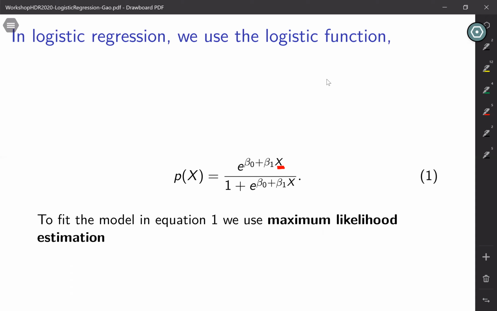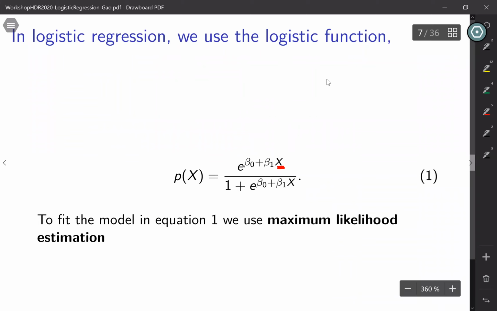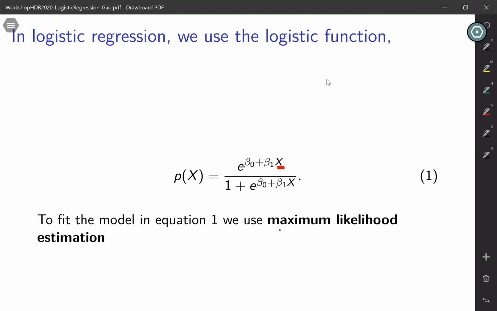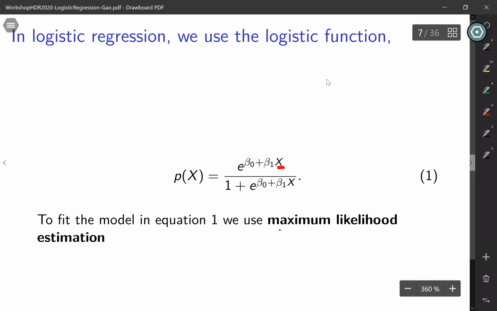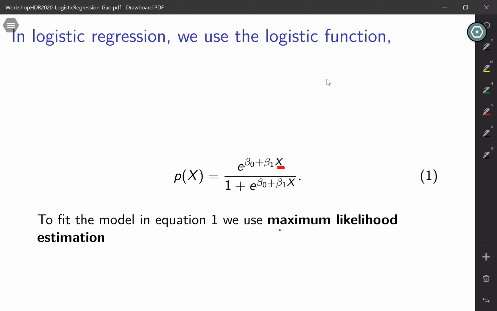We want to fit this equation using maximum likelihood estimation. Recall that when we do the ordinary regression model, we use the least squares method. I'm not going into the detail of maximum likelihood estimation, but we just need to know that this is the method to estimate those betas, because essentially we want to fit the model and find the solutions of the betas.